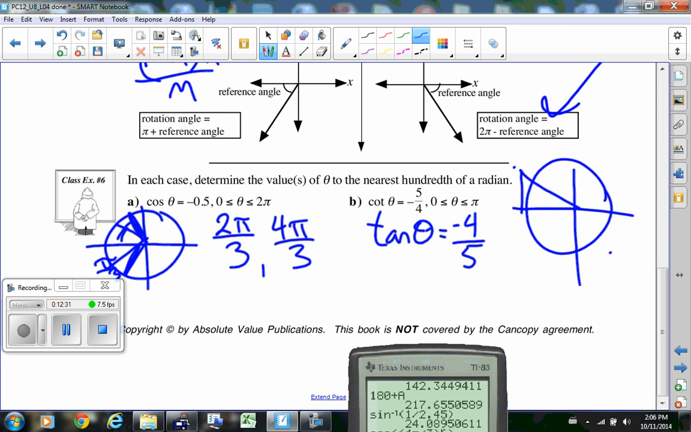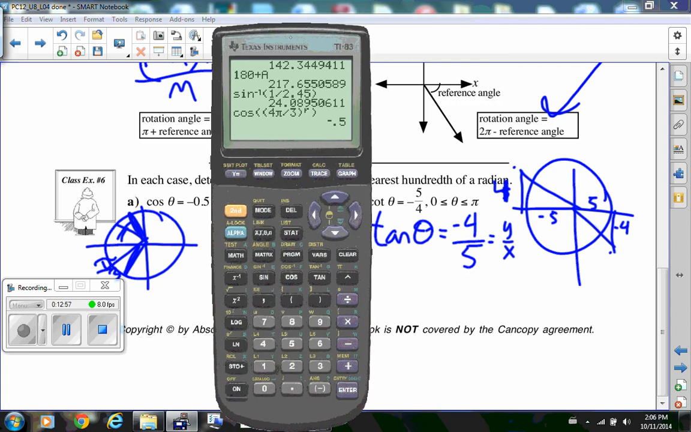This would be 4 and negative 5, or 5 and negative 4, depending on which quadrant it is, just again using my tan as the y over x. So this one I have to use my calculator for. So I'm going to go tan inverse of 4/5. We always want the positive thing for our reference angle.